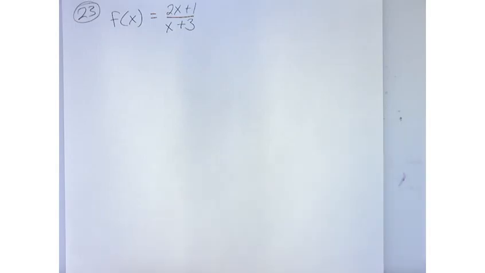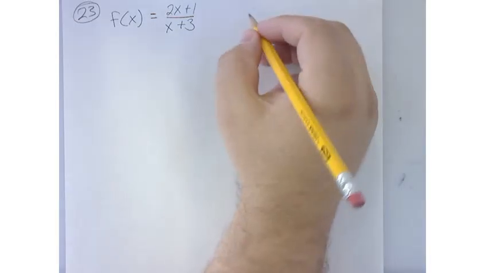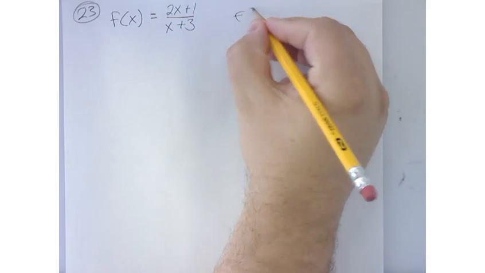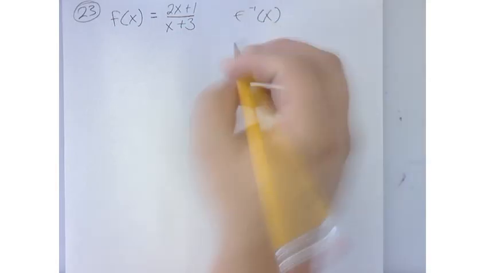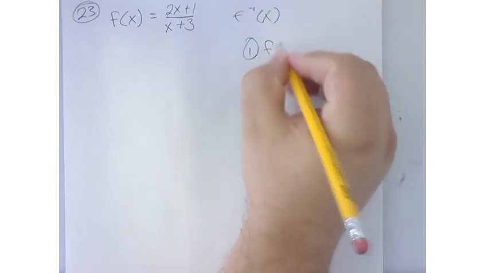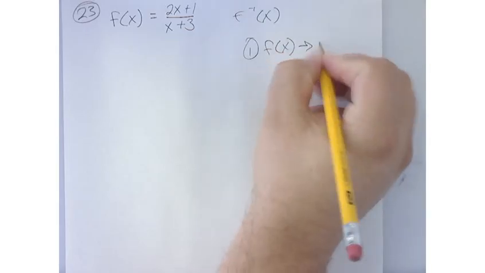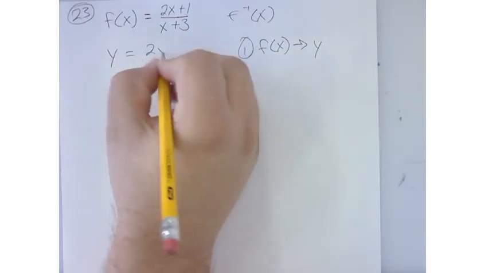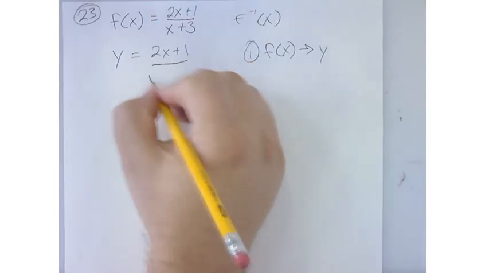We are given this function, and we are charged with the task of finding the inverse function. So step one is to take the function notation f of x and switch it to y. So I'm going to say y is equal to 2x plus 1 all over x plus 3.